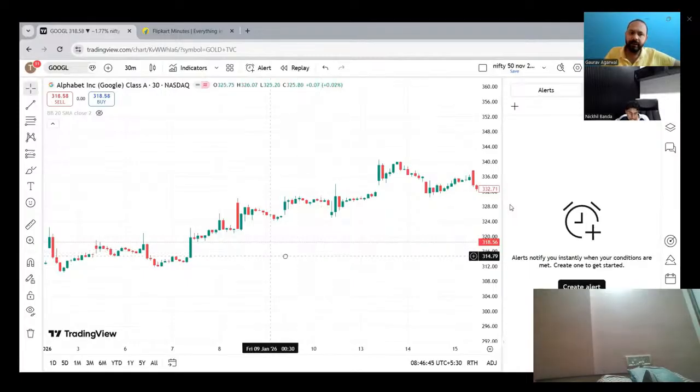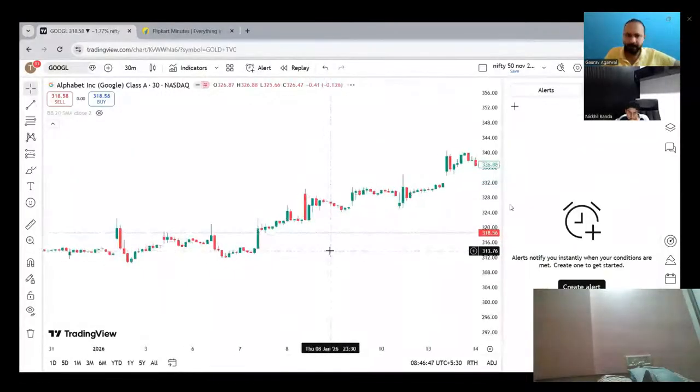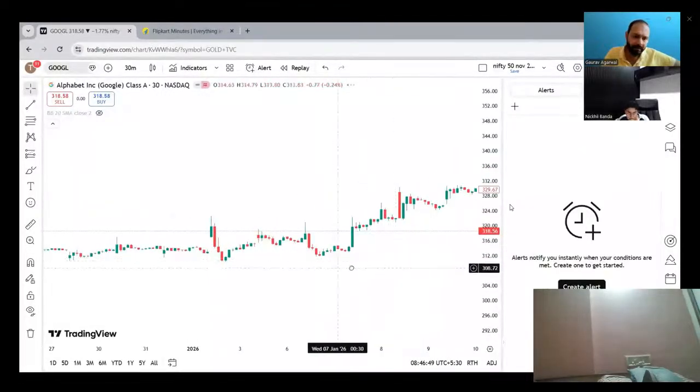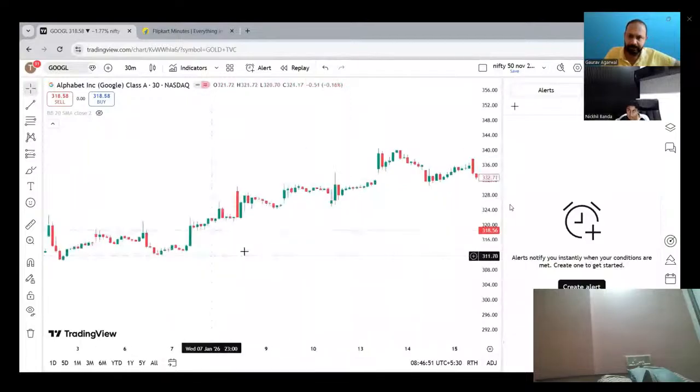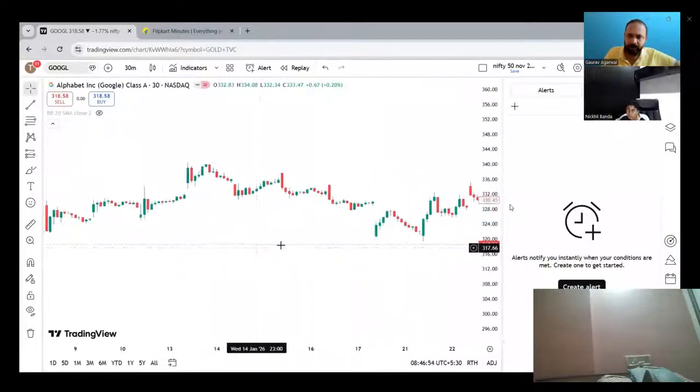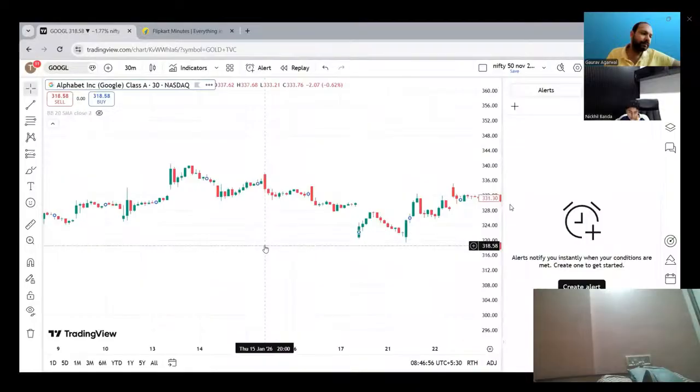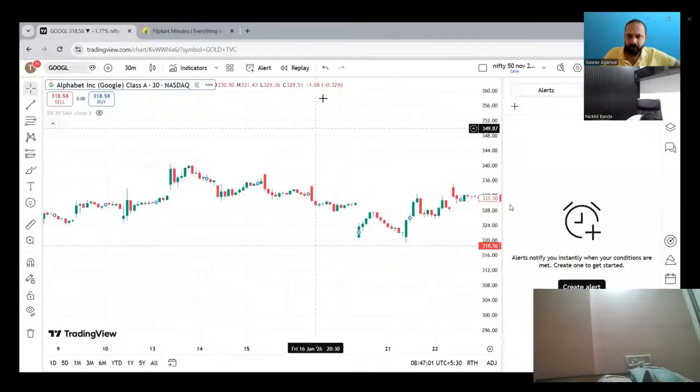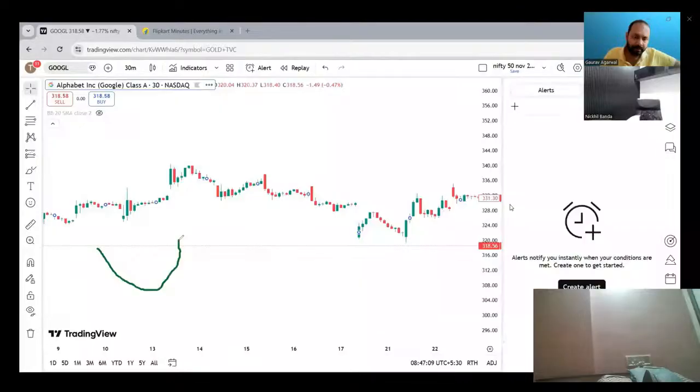So this is clear, right? The inside bar pattern, the inside candle pattern. Let's move on to the next pattern, the cup and handle pattern. You can say it like this: this is the cup and this is the handle. Whenever there is a breakout, we have to take the trade.